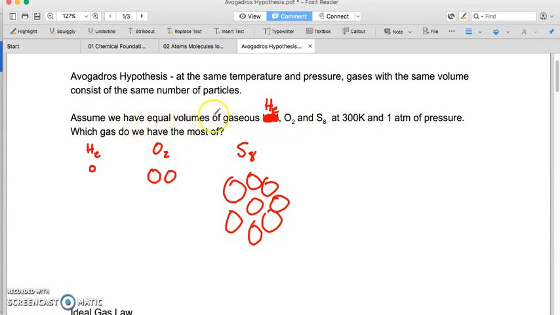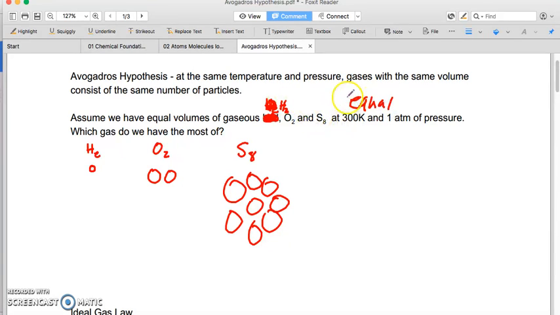So assume we have equal volumes of gaseous H2. This is H2. That doesn't look like a very good 2, but it is. Let me rewrite it. H2, O2, and S8 at 300 Kelvin and 1 atm. So all three of these gases are at the same temperature and pressure. Which do we have the most of? Now, it's equal based off of this, right? Equal amounts.